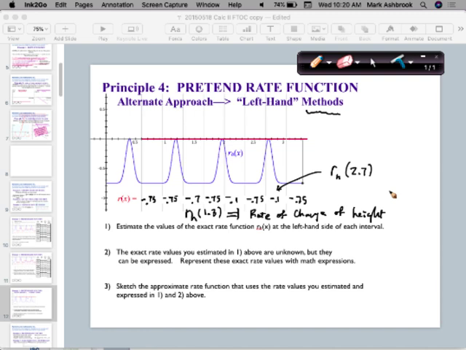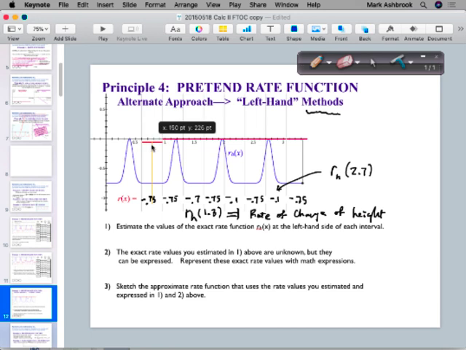So now we've picked off all the rates on the left sides. And so now to create the new pretend function, we're going to take those rates and make that the constant rate for the whole interval. So what's the constant rate for the whole first interval? Negative 0.75. I'm going to pick off the negative 0.75, exactly r sub h of 0.6. I'm going to make that the constant rate for that interval. Okay, what about the next one? Same thing. It's going to look like this. Okay, next one.